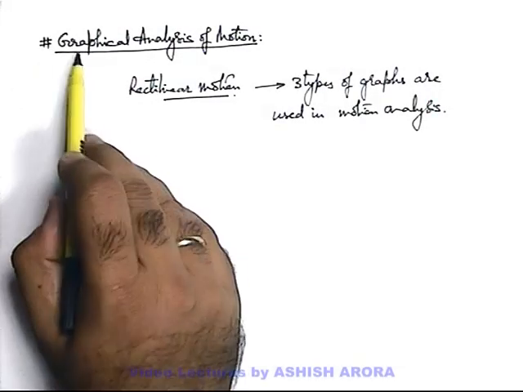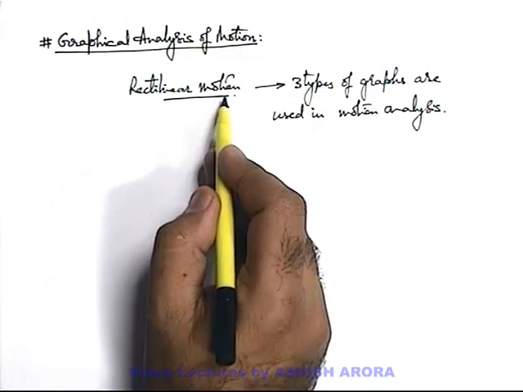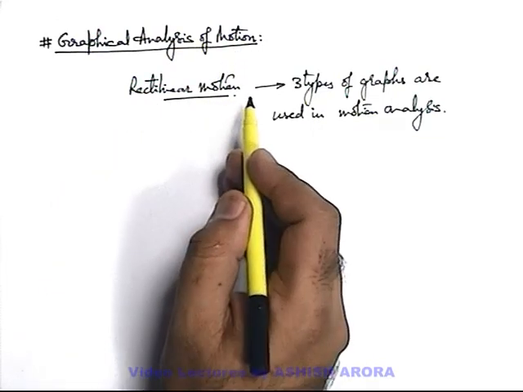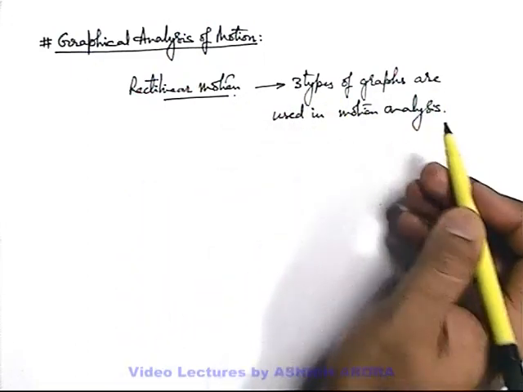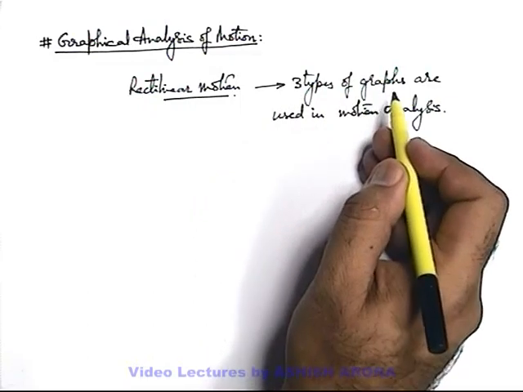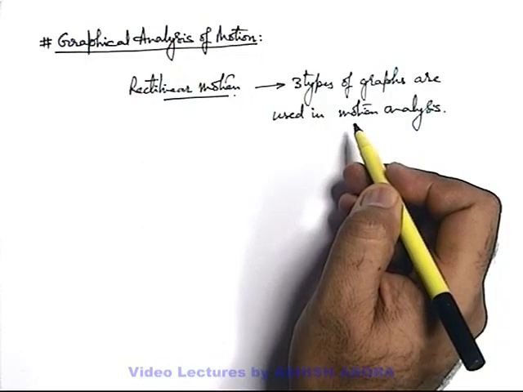Dear students, now we are going to use graphical analysis of motion. As we are studying rectilinear motion, three types of graphs are used in motion analysis. We'll see that these graphs are quite helpful in solving various kinds of problems of rectilinear motion also.